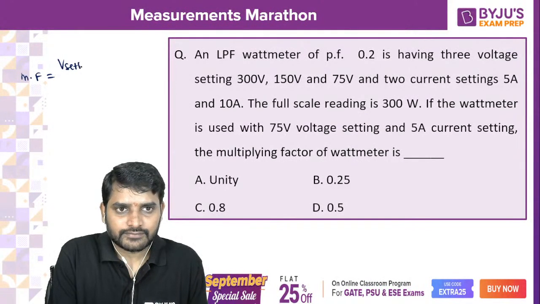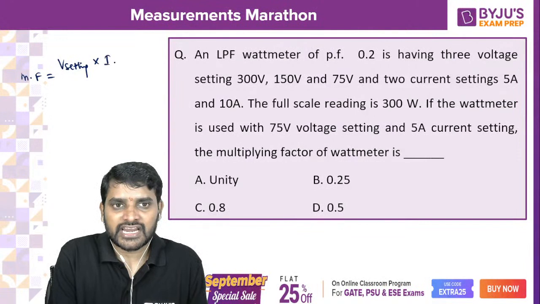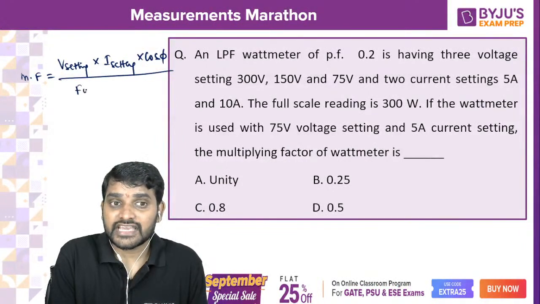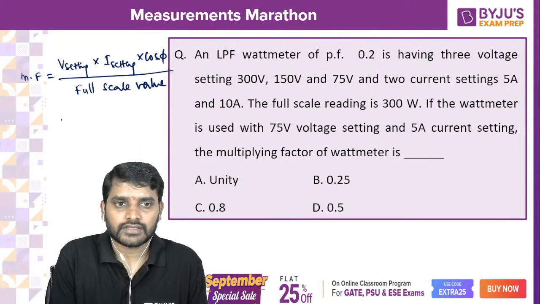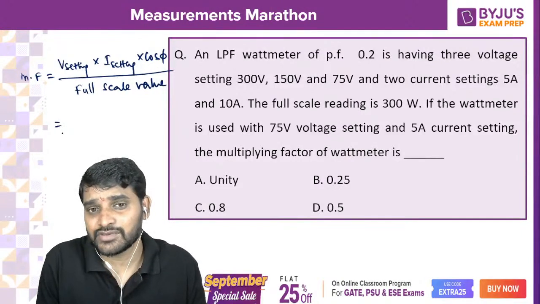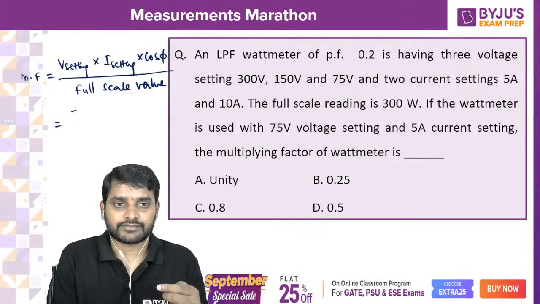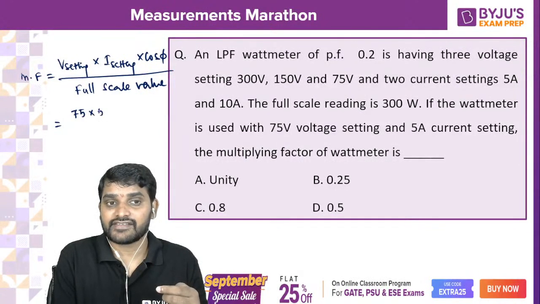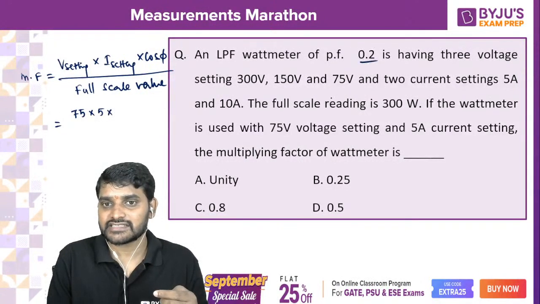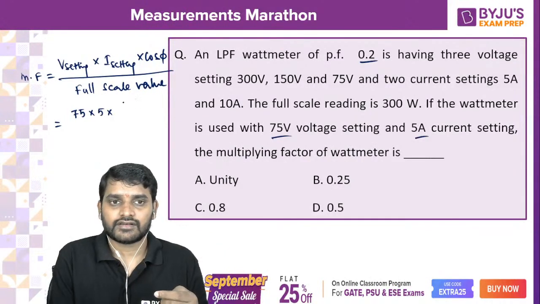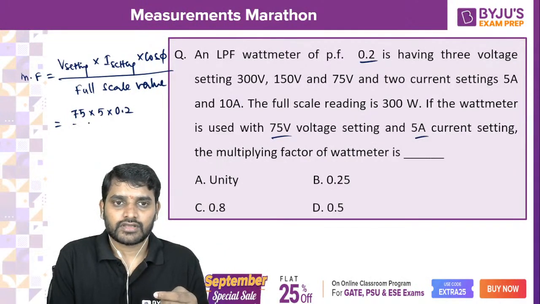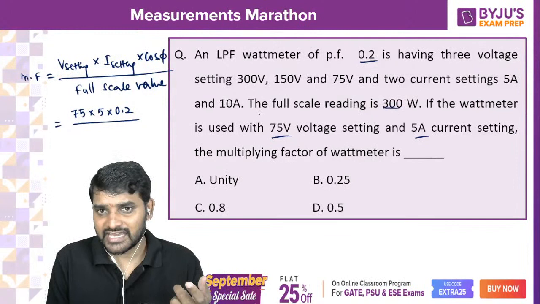Voltage setting into current setting into power factor divided by full scale reading. At what voltage setting am I using the wattmeter? I am using the wattmeter at 75 volt setting. Current is 5 amperes. Power factor he has given as 0.2. Full scale reading he has given as 300.